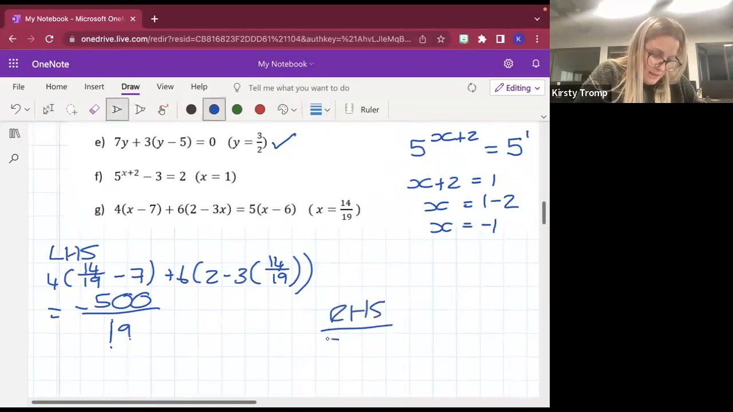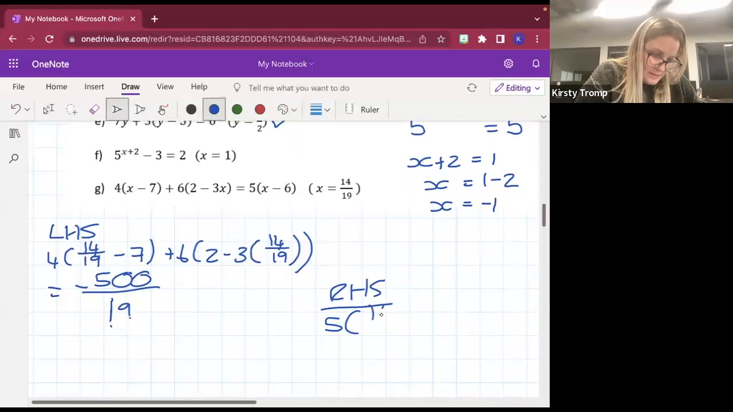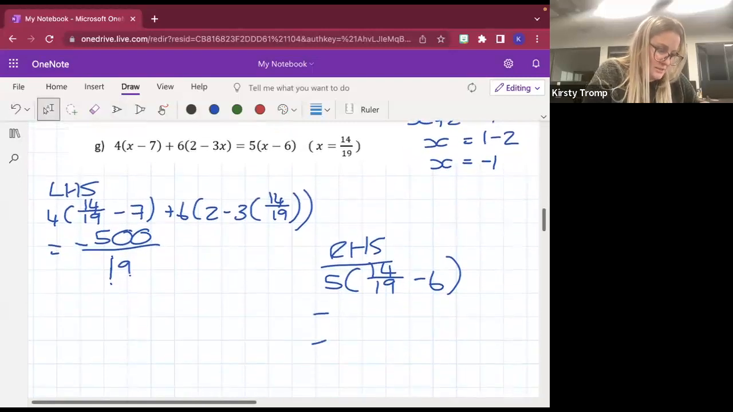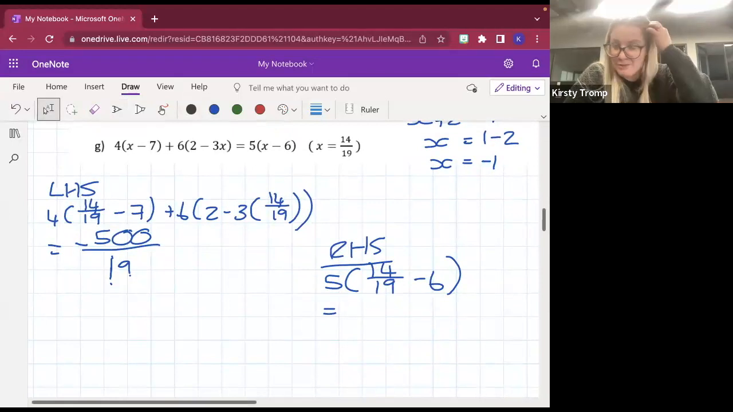On my right-hand side, I'm going to do the same thing. I'm going to have 5, open brackets, 14 over 19 minus 6. Oh my goodness, the screen is doing some strange things on this notebook here. What happens on the right-hand side when you put that sum in your calculator? Give me the answer in the chat, please. Does everybody get negative 500 over 19?